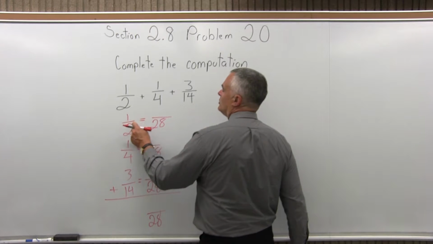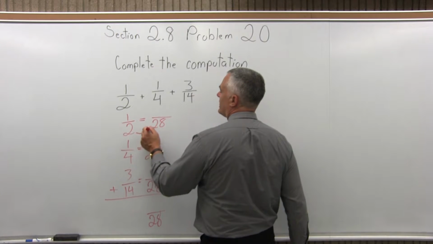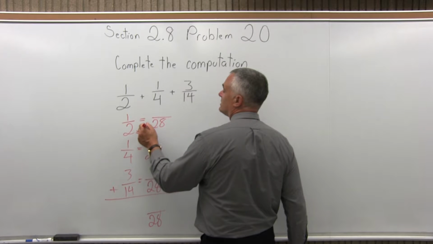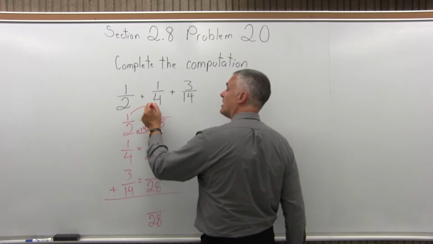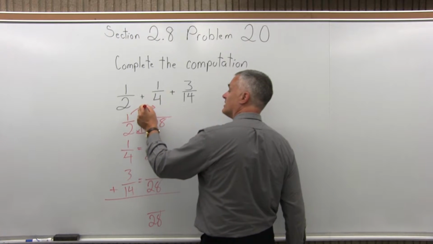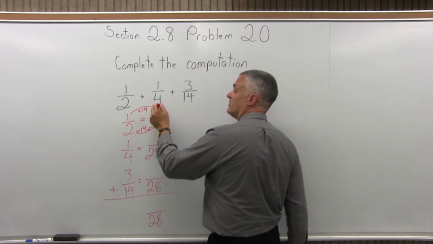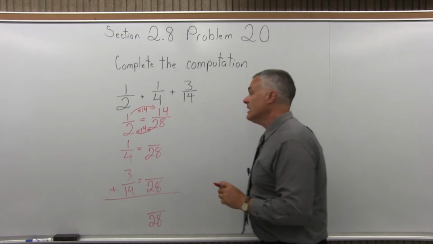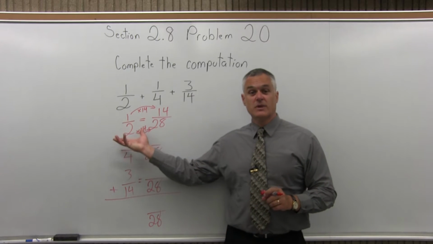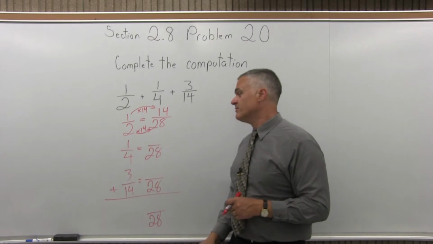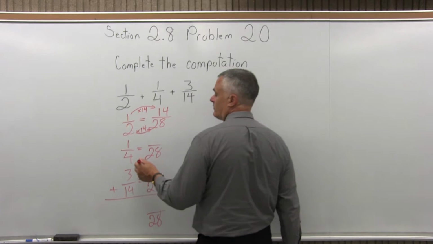So 2 times something became 28. Well, times 14. 2 times 14 is 28. So the top must be multiplied times the same amount, times 14. So the top was 1, or the numerator, times 14. 1 times 14 is 14. And again, 14 over 28 would reduce back to 1/2. It's an equivalent fraction. Do the same thing next with the 1/4.